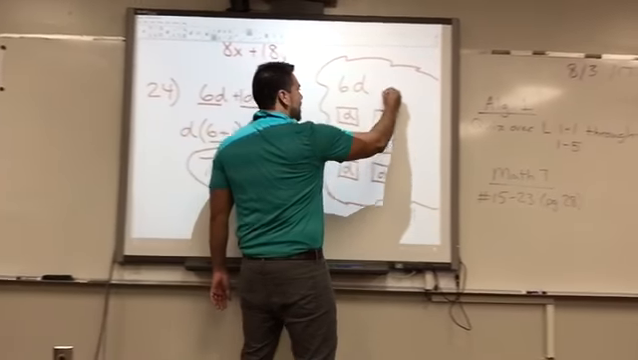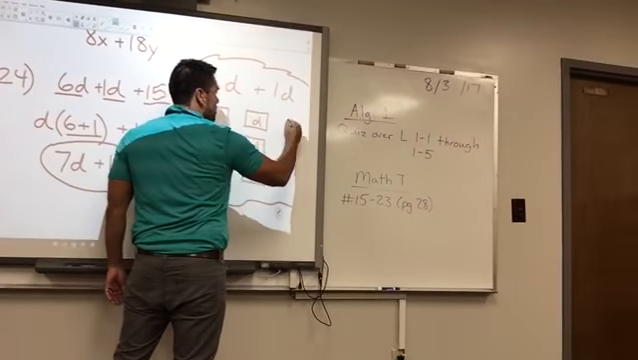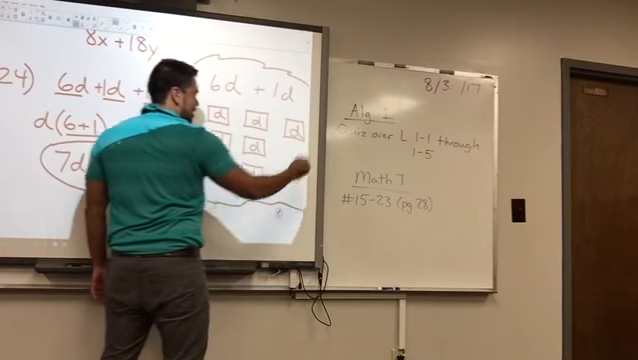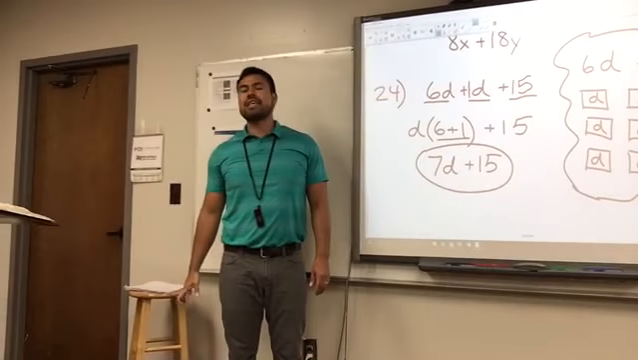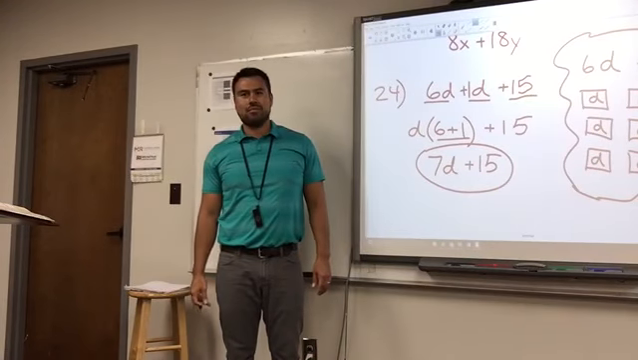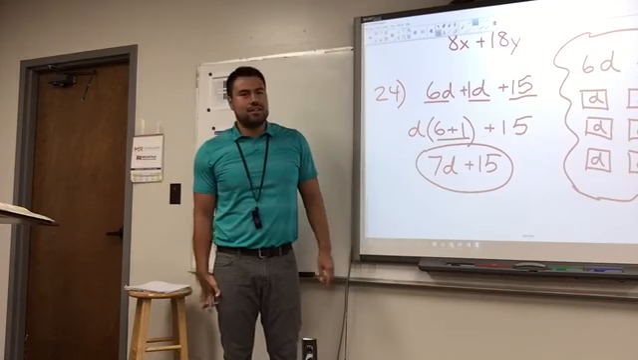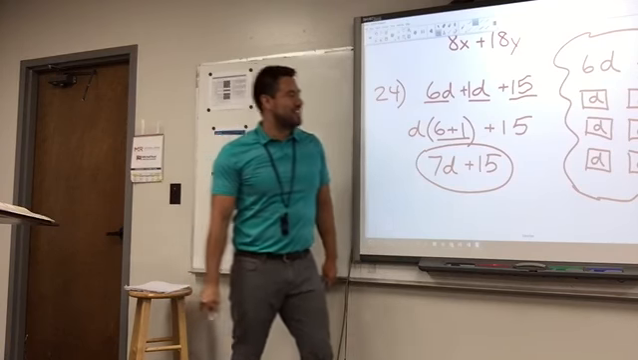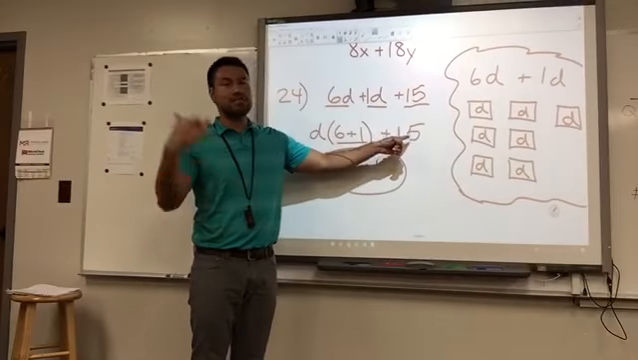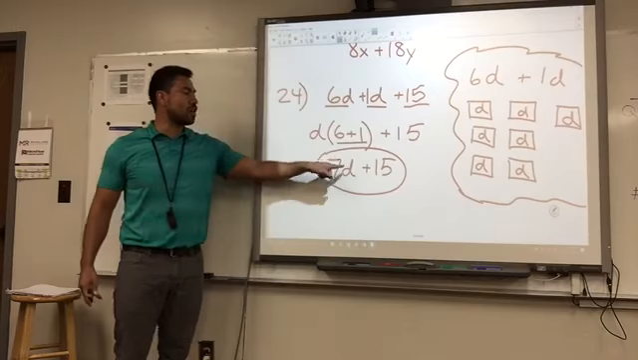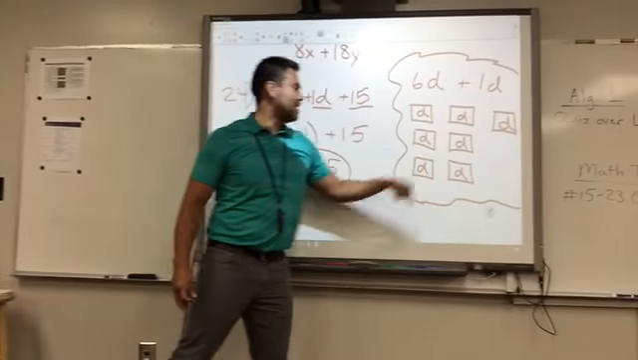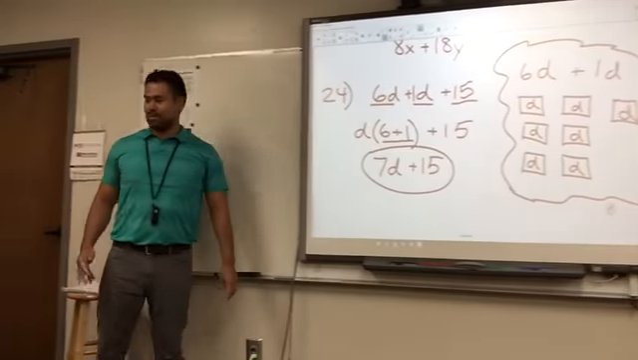When you add 1D, you're just adding one of these boxes, aren't you? How many boxes do you have altogether now? 7 of them. Right? 7 of them. Maybe that helps some of you out. And then 15 means 15, so we know exactly what 15 is. I don't know what 7D is because I don't know what's in that box. And that sometimes happens.